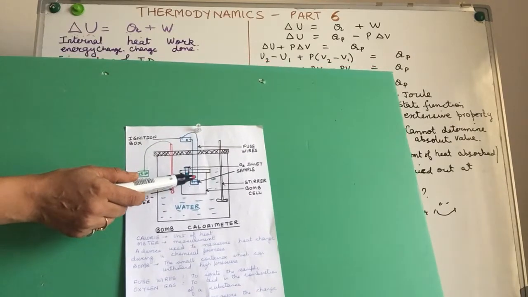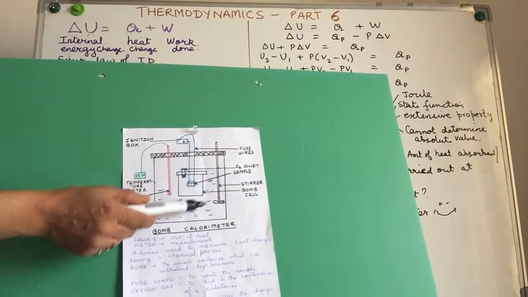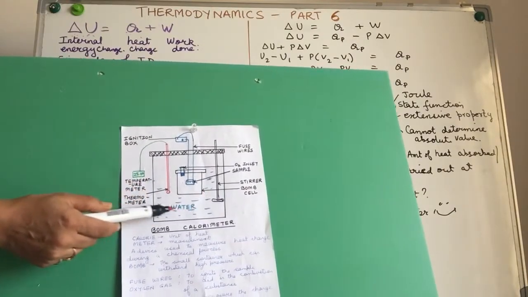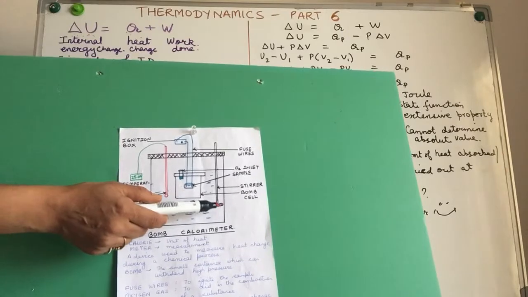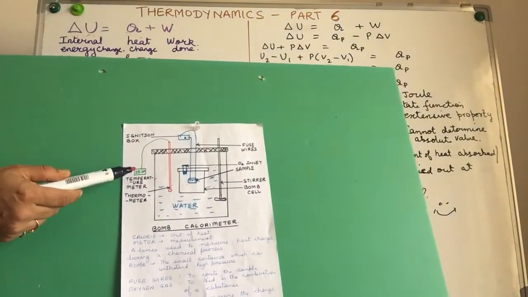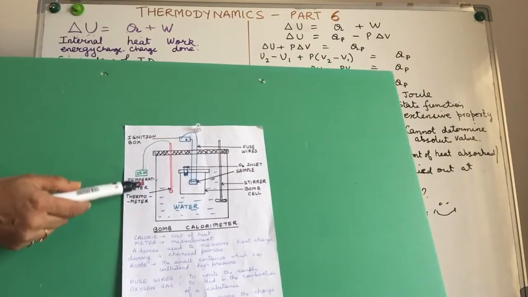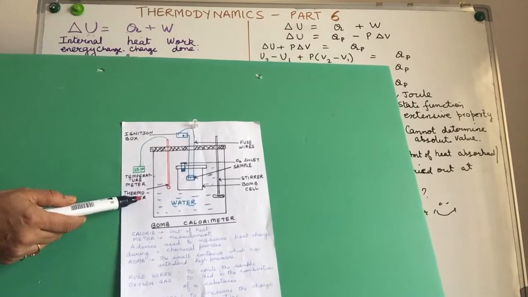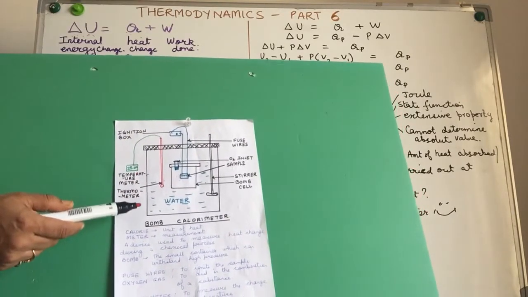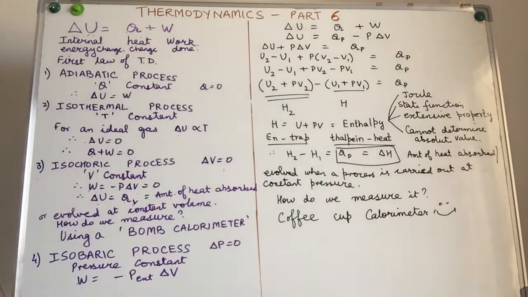So, carbon plus oxygen gives you carbon dioxide. The amount of heat liberated heats up the surrounding water. In order to cause a uniform distribution of the heat, we use a stirrer, and in order to measure the change in temperature, we use a thermometer. The change in temperature is noted. Once the temperature becomes constant, this is now used to determine the amount of heat absorbed when this process has been carried out at constant volume.